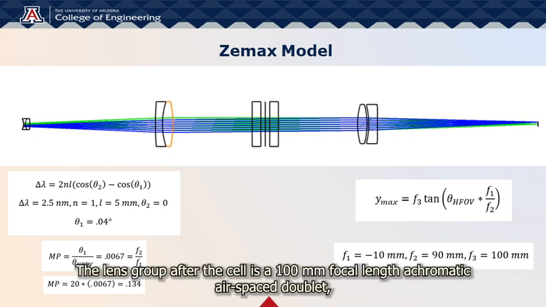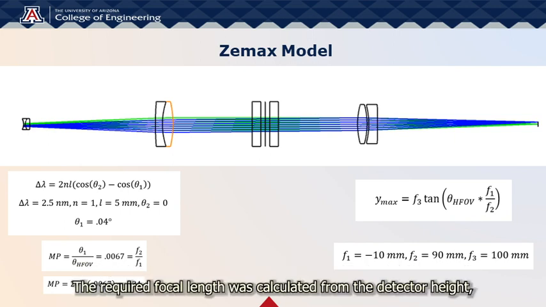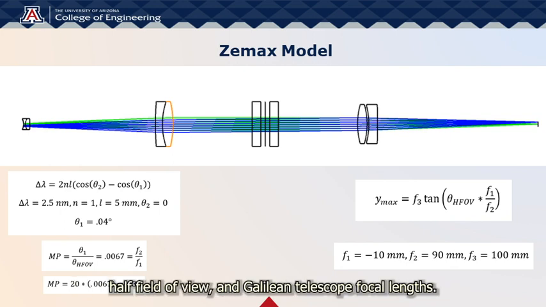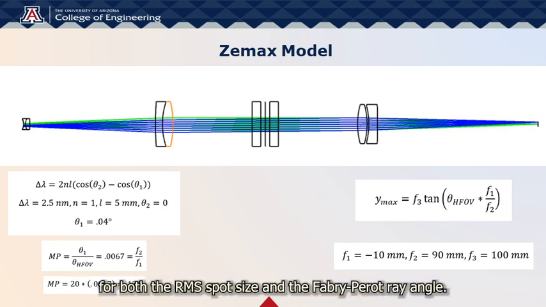The lens group after the cell is a 100mm focal length achromat airspace doublet, which allows for better aberration control. The required focal length was calculated from the detector height, half field of view, and Galilean telescope focal length. The spacings were all then optimized in Zemax at 550 nanometers, which is the center point of our spectrum, for both the RMS spot size and the Fabry Perot ray angle.